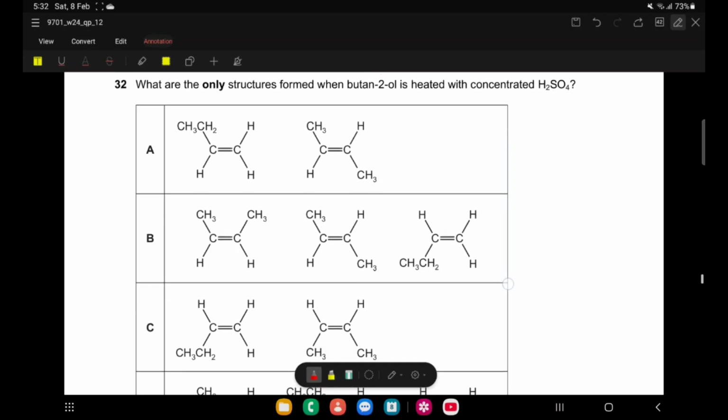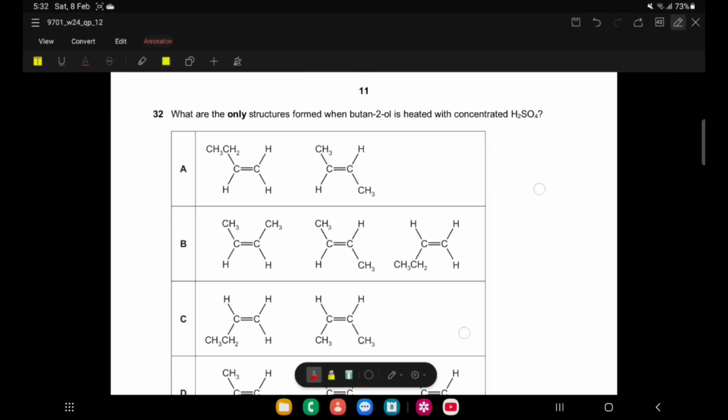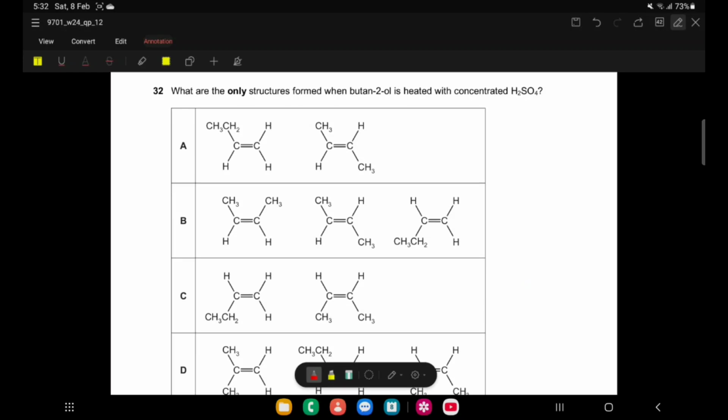Question number 32. Okay, what are the only structures formed when butan-2-ol, 4 carbon, okay, butan-2-ol, is heated with concentrated sulfuric acid.